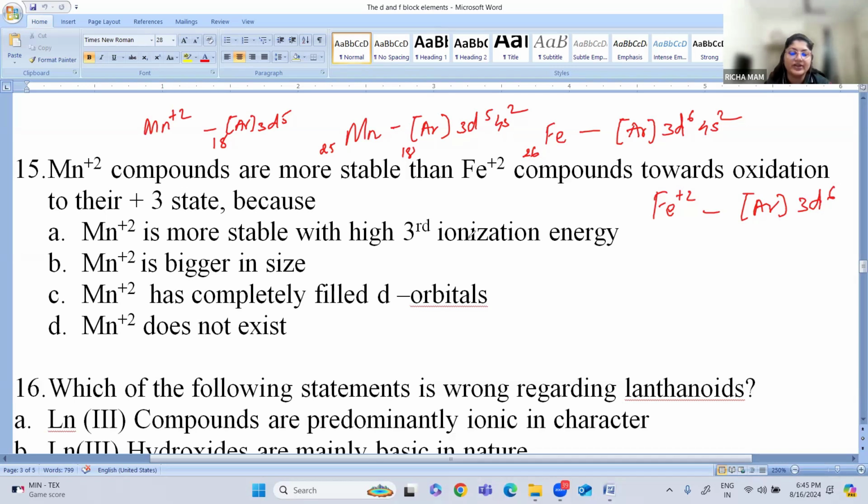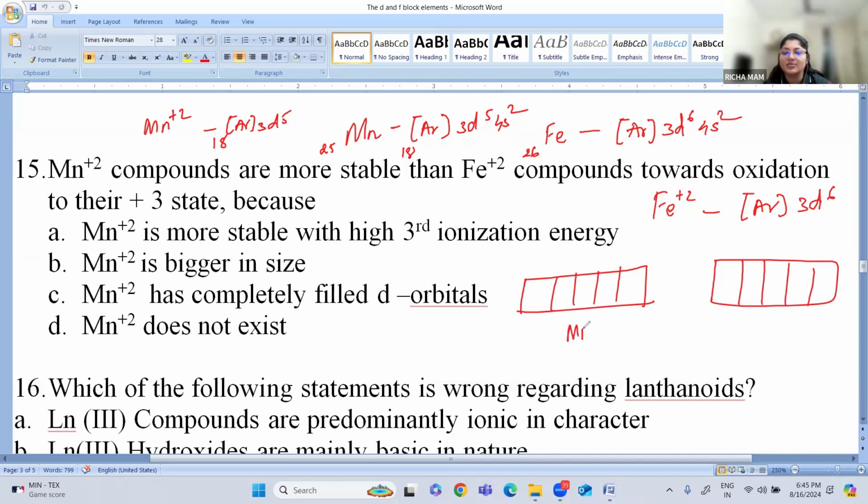Now, when we write here for Mn plus 2, when I write the electronic configuration, for this Mn plus 2 and this Fe plus 2, if I fill the electrons, here there are 5, so it will be 1, 2, 3, 4, 5. And here, how many? 3d6. So 1, 2, 3, 4, 5, and 6. What can you see here?